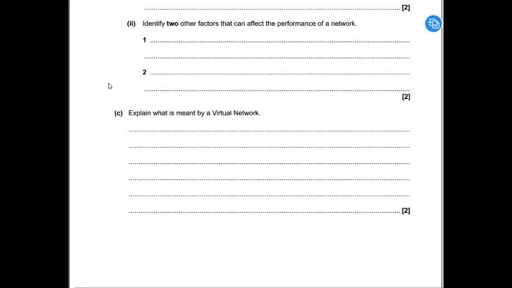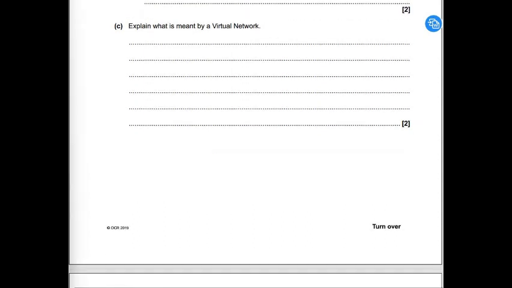Okay, next one. We need to identify 2 factors that affect the performance of a network. Bandwidth available and how many users there are. And then we need to explain what is meant by a virtual network. So a virtual network is a non-physical network, and the users in the virtual network can only access data that's in the virtual network.